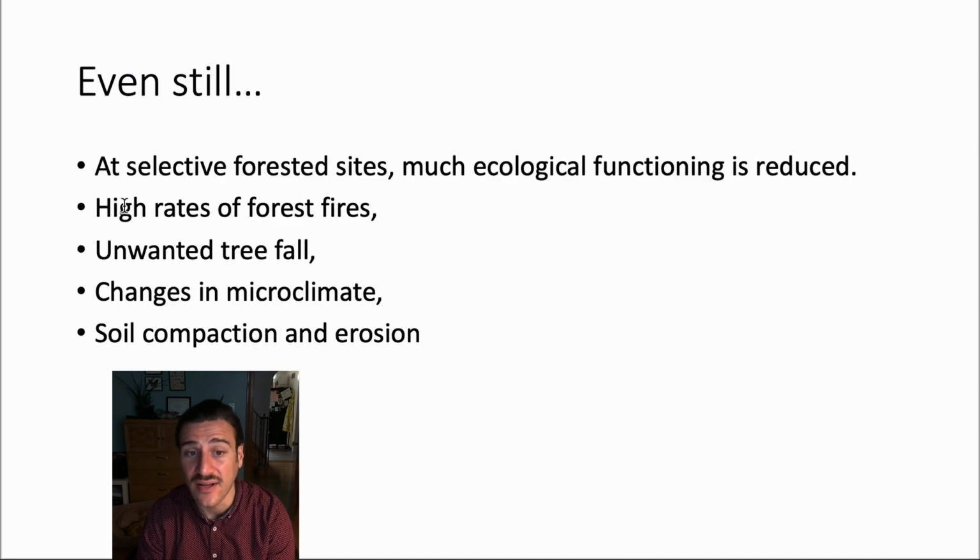So even still, at selectively harvested sites, much ecological functioning is reduced. There's going to be a high rate of forest fire as there's a lot of debris left behind. There's going to be unwanted tree fall. As trees are felled, sometimes they knock down other trees. Sometimes they uproot other trees. The microclimate's going to be totally changed. And soil compaction, like I was just mentioning, can totally actually kill certain species.